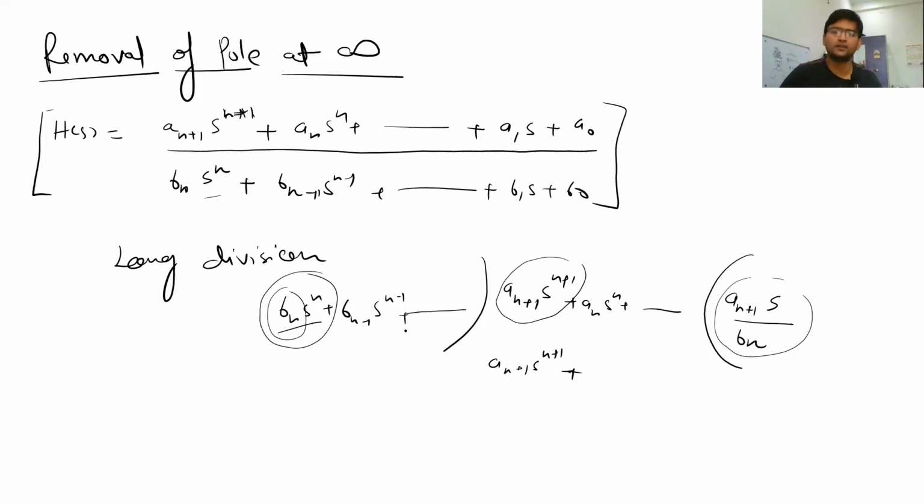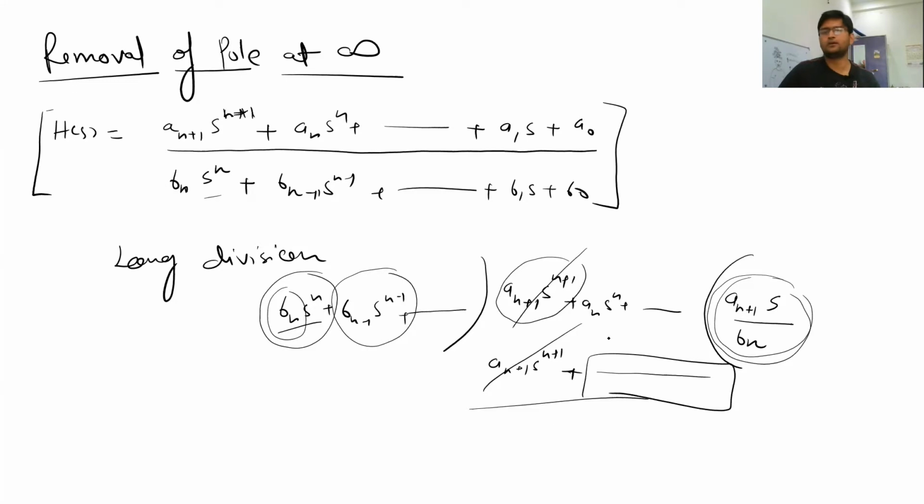how will you get the second term? To get the second term, you have to multiply this thing with the same thing, so you are going to get something. What will happen is this first term will be cancelled out, and if you subtract this from this, you will be left with some polynomial, right? So this is the long division method, and we will further discuss this in detail also with some examples.